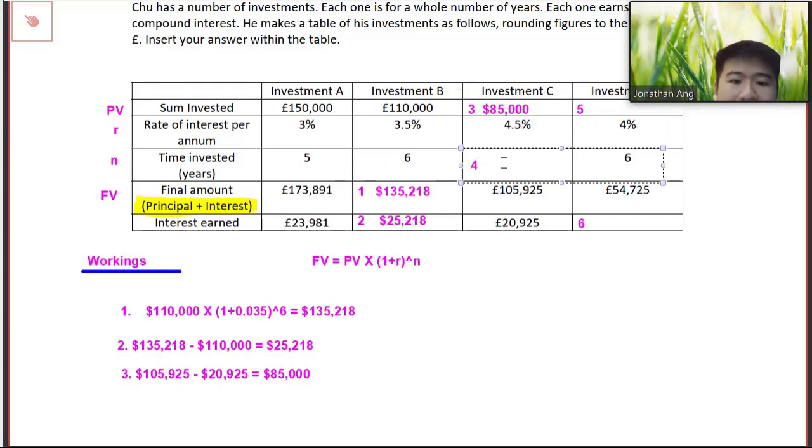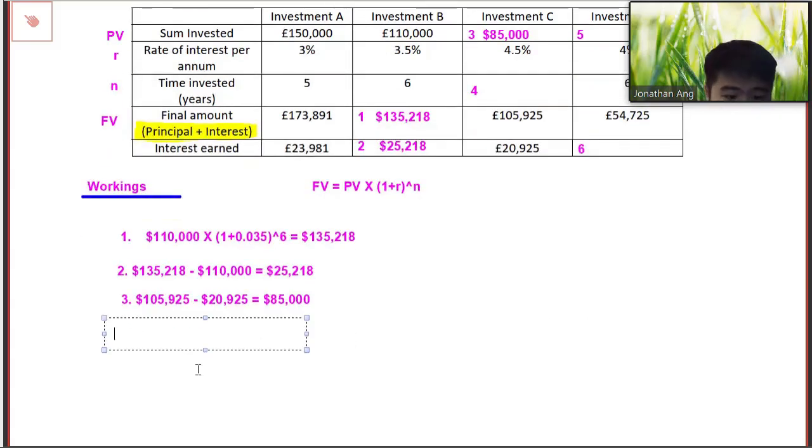Now, working number 4. You have to find out the number of years. So you have to use natural log. This is where you apply your natural log. They can ask a question on this one. Don't say that it's never asked. I only told you that it was very rare. I'm not saying that it will never come up. So please be prepared.